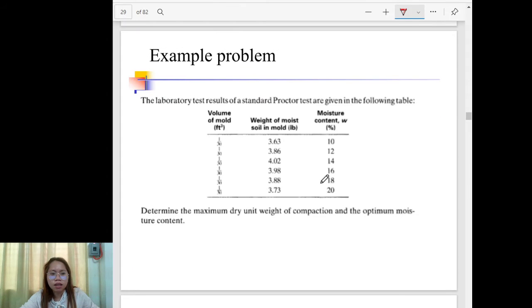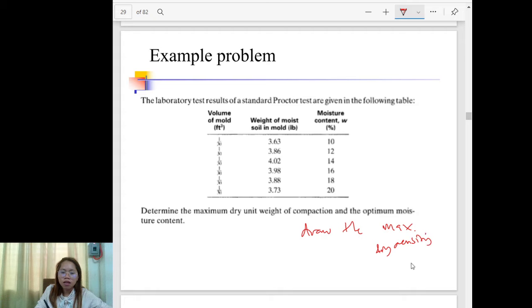Another example is laboratory test results of a standard Proctor test given in the following table. Determine the maximum dry unit weight of compaction and the optimum moisture content. Alright, we have to draw this one, no? To obtain this, draw the maximum dry density curve.